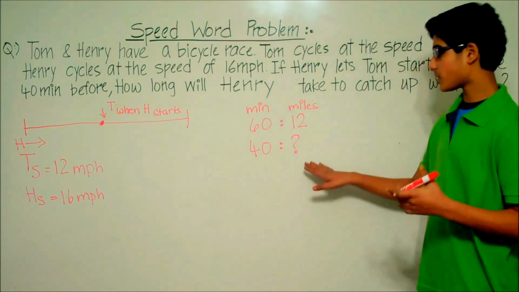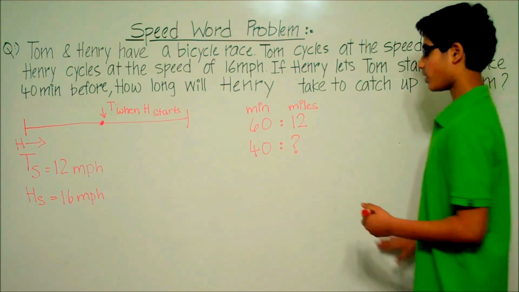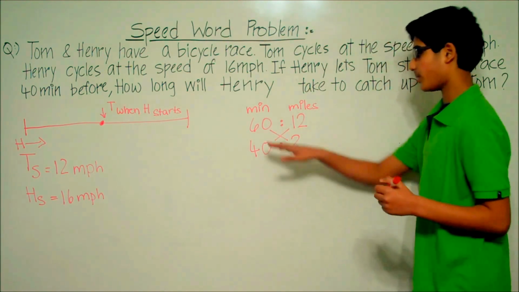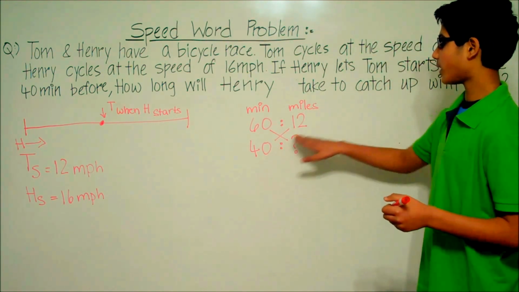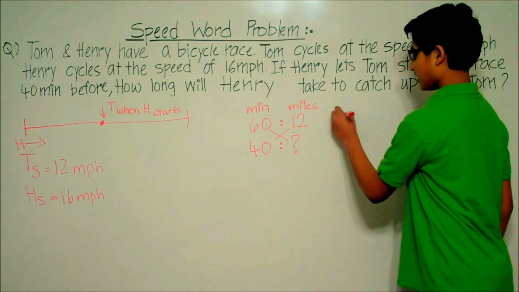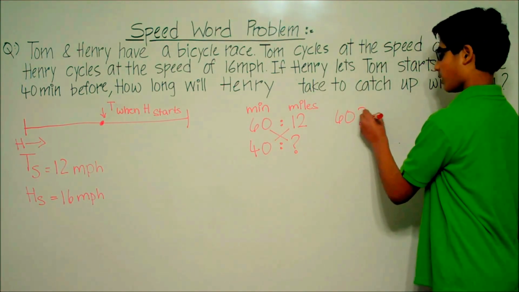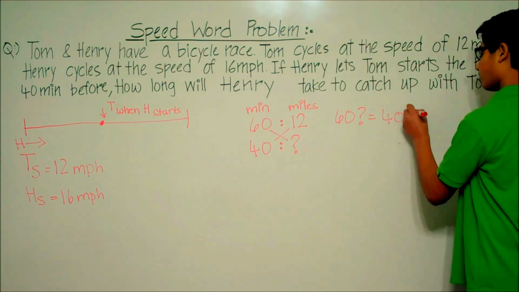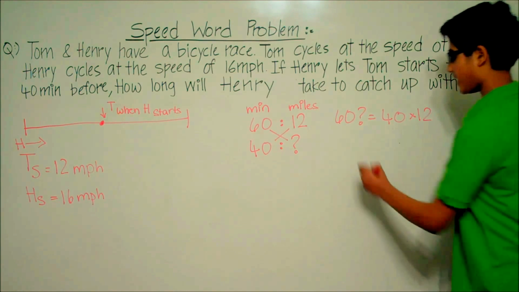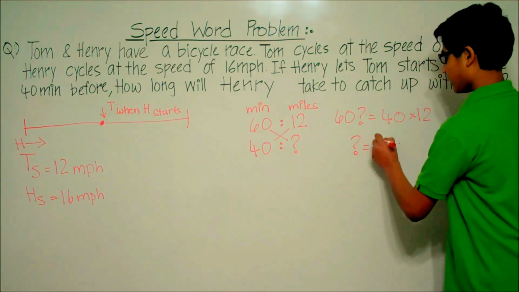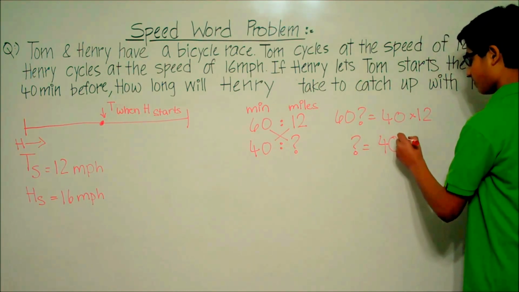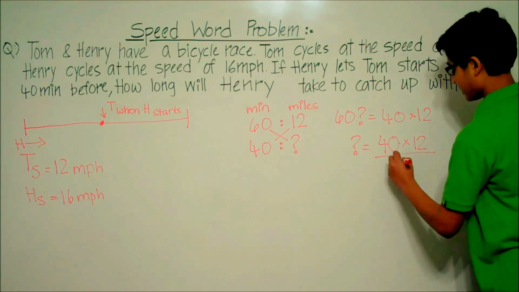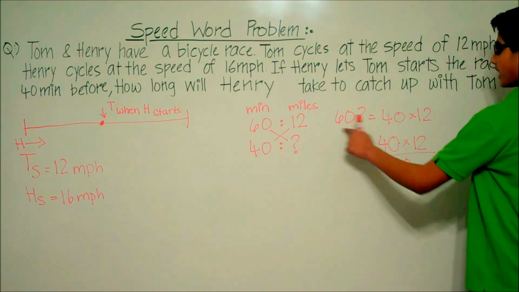So, let's solve this proportion. To solve this proportion, or to find the question mark, we need to cross multiply. That means we multiply 60 with the question mark and 40 with 12. So we get 60 question marks are equal to 40 times 12. So this means that the question mark is equal to 40 times 12 divided by 60, because we're undoing the multiplication here.